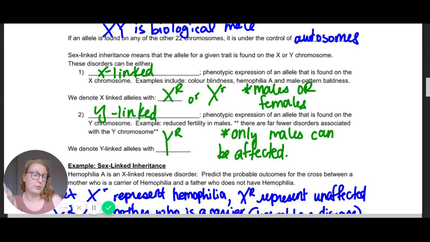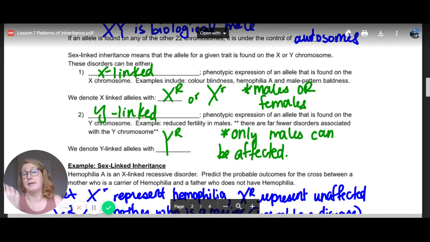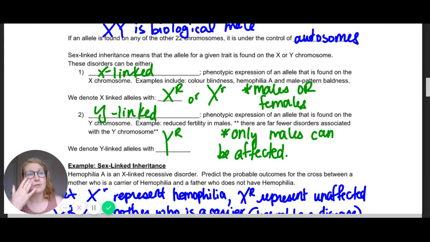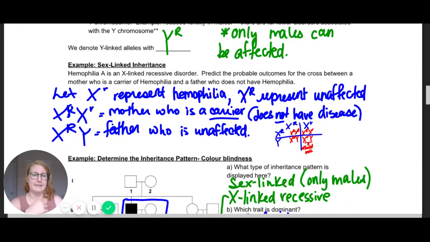And because females don't have the Y chromosome, only males are affected by these disorders. So we're going to see on some pedigrees later on that when we look across the pedigree, we can see very, very quickly if it's X or Y linked, or if it has nothing to do with X or Y. So we'll talk through that on the next sheet. Down below here is an example of sex-linked inheritance.